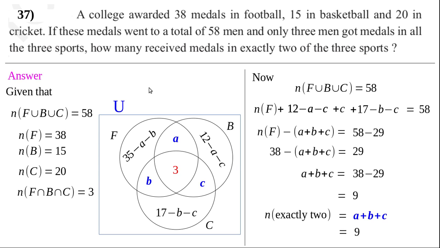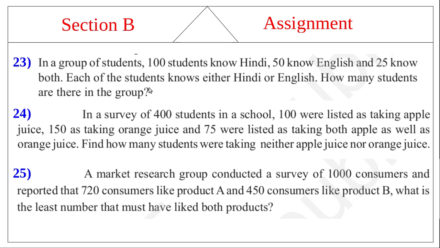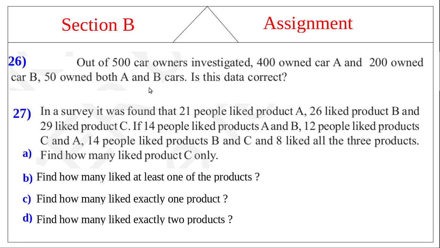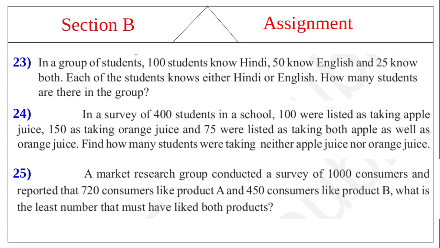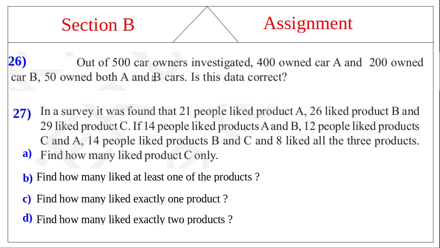Try to learn well. Now today's class is over. You have some assignment: 26 and 23, 24, 25. These are the first 3 questions. Here 24, 25 are worked out in your textbook. 23 is a very simple question. In question number 23, you want to find the number of E union H, and 24, 25 are worked out in your textbook. 26 is worked out in your textbook. 27 is a very easy question. You can do it very easily.